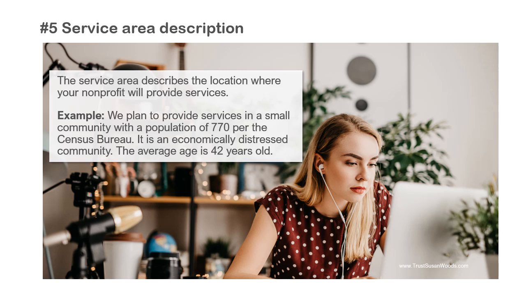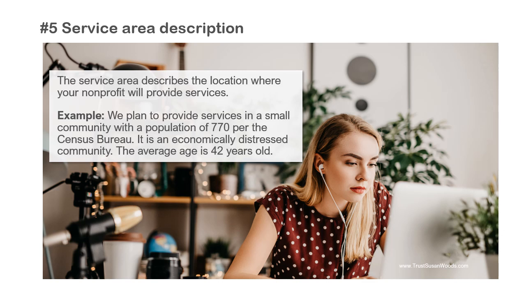And you cannot say we're going to provide services in the whole state of New York. You're not going to provide services in the whole state of California. That is a red flag to any investor because they know that's not realistic based on the information that you're sharing with them.